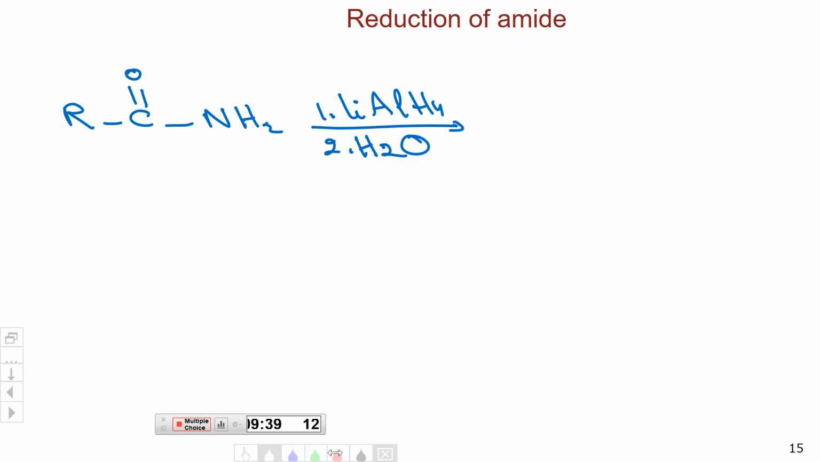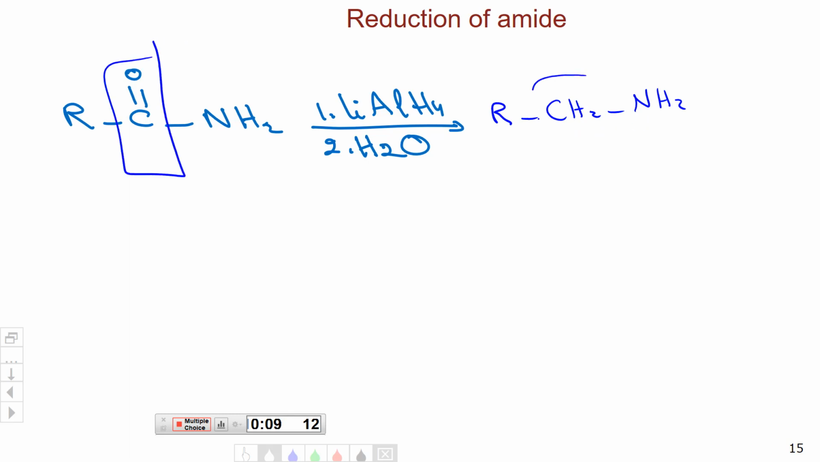Now, I want the attention of everyone in the class, because this is a very common misconception. I've seen it in every exam. I put a reduction of an amide and I see the same mistake. In the reduction of ketones, aldehydes, esters, and carboxylic acids, we always end up with an alcohol. Here, it is an exception. When I add lithium aluminum hydride then H2O, I'm going to end up with RCH2NH2. So this will end me up with an amine.